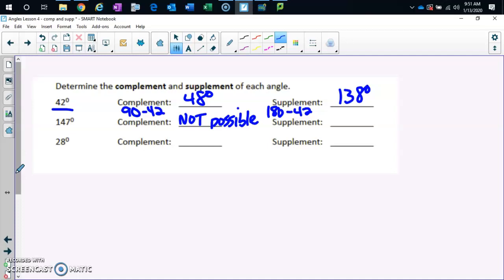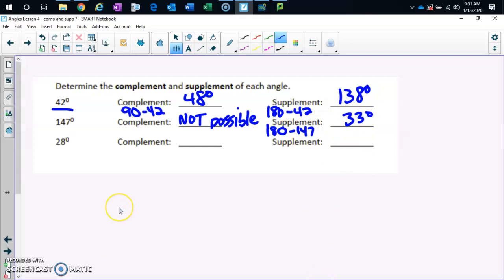All right. Now, can I find the supplement? What would I do to find the supplement? Yes? 180 minus 147 is what, 33?